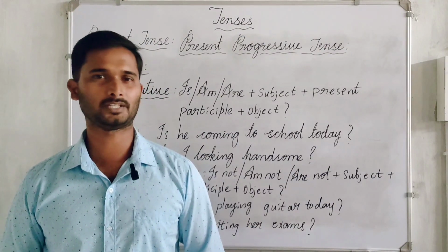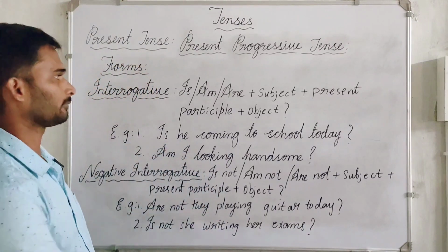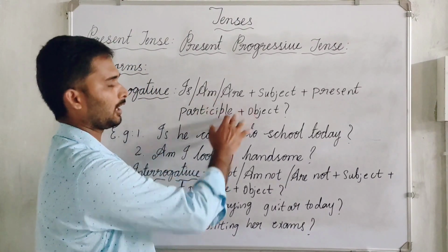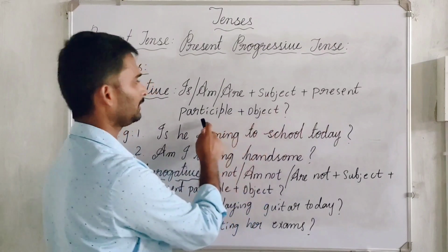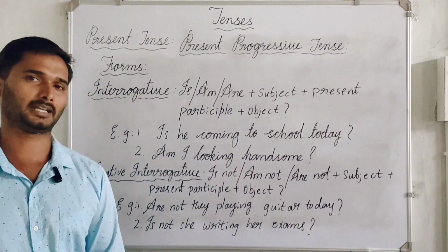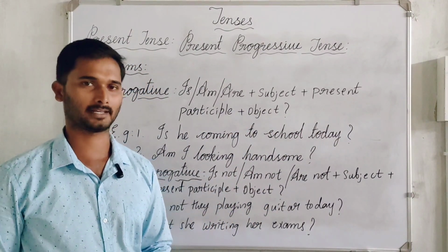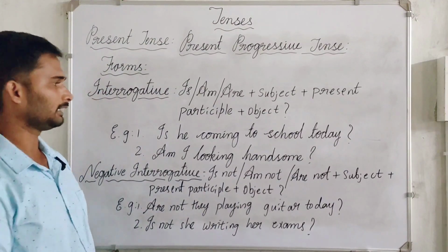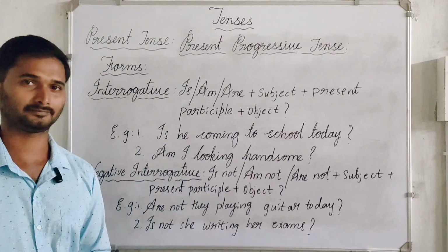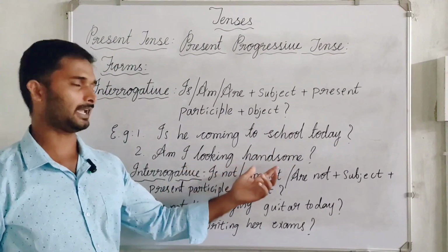Let us learn the present progressive interrogative forms. Is, am, are plus subject plus present participle plus object, and at the end of it, a question mark is added. Some examples. Is he coming to school today? Am I looking handsome?